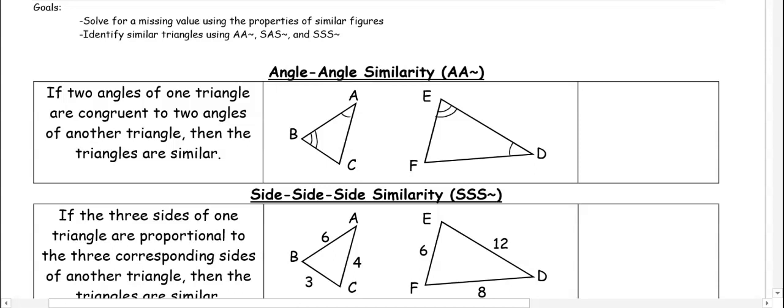This video is about solving for a missing value using properties of similar figures, identifying similar triangles using angle-angle similarity, side-angle-side similarity, and side-side-side similarity.